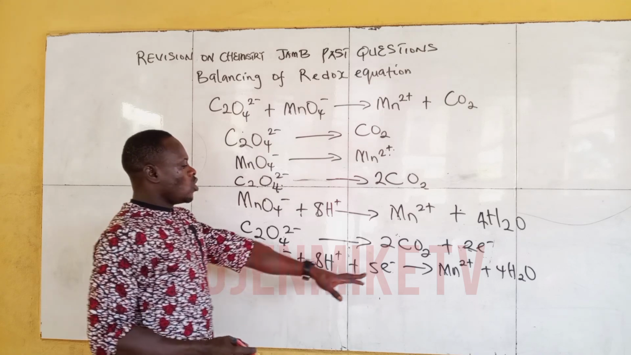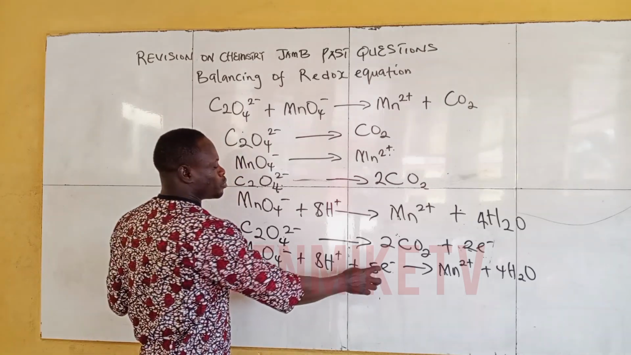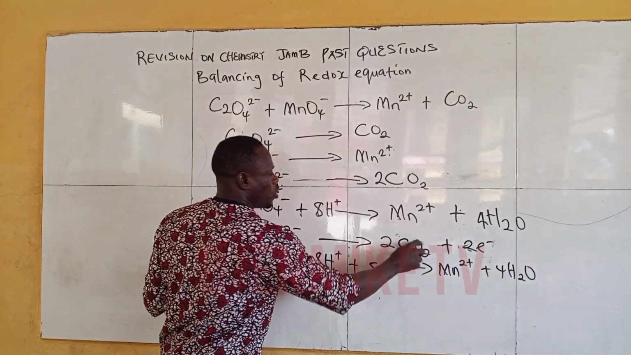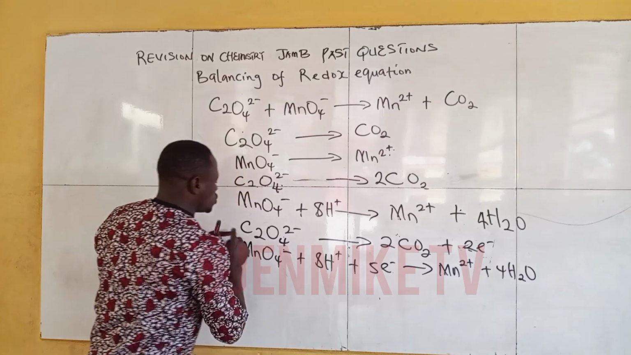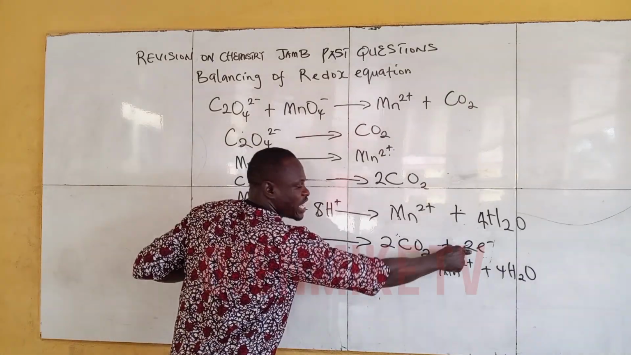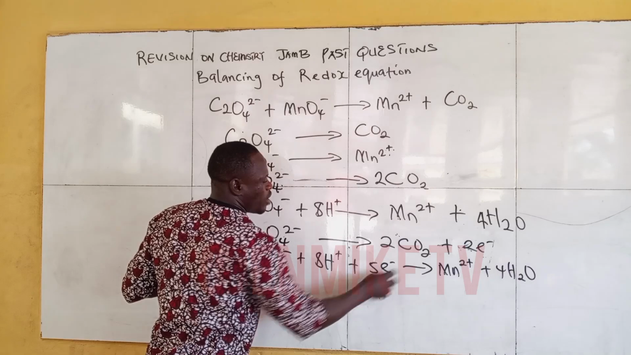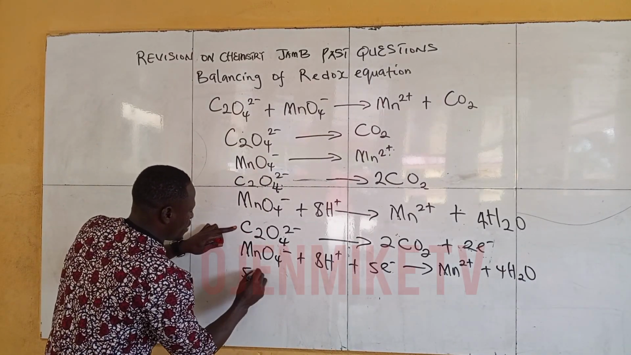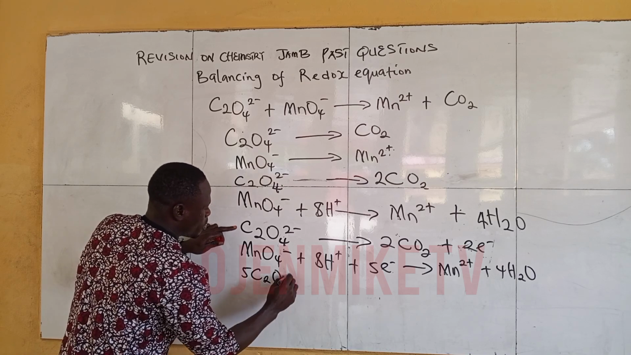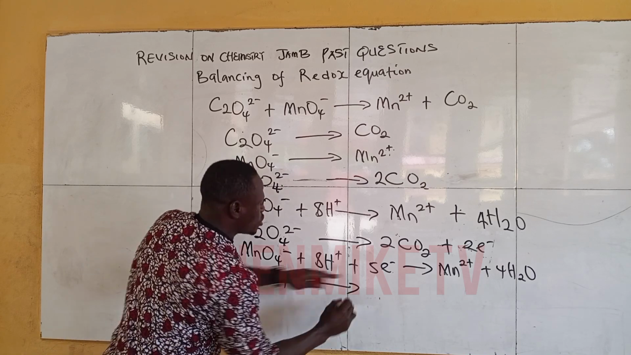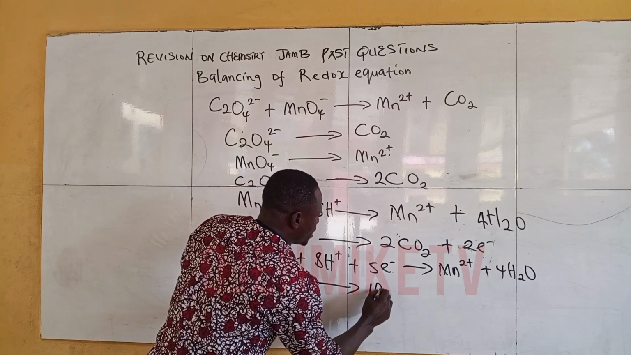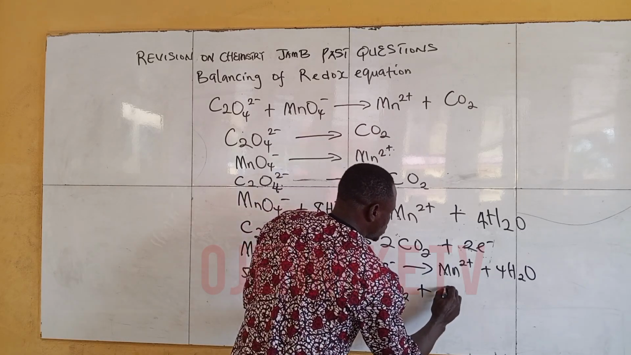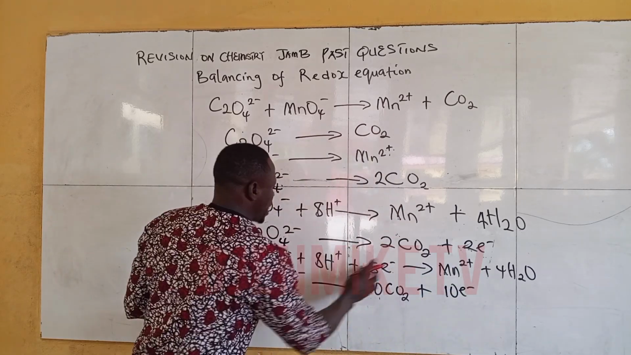So what you do is that we apply simultaneous equations where we multiply this equation by 5 and we multiply this equation by 2. We are going to multiply this equation by 5 so that the number of electrons here will be 10. When we multiply this one by 2, the number of electrons here will also be 10. So 5 times this one, we have 5C2O4 2 minus, which gives 5 times 2, that is 10CO2 plus 5 times 2, that is 10 electrons.